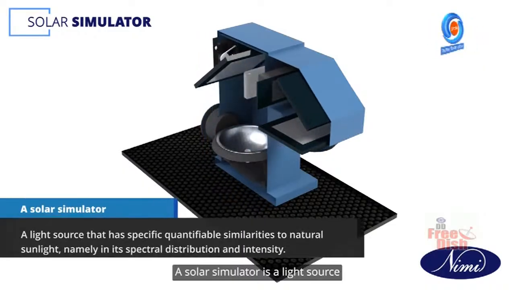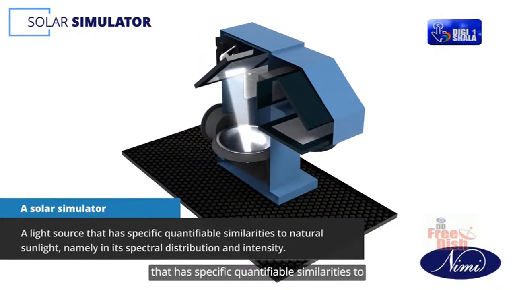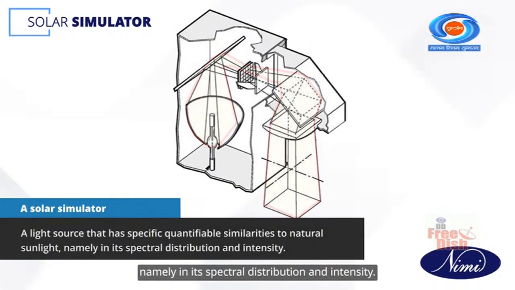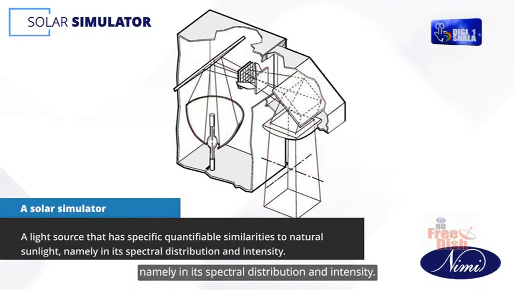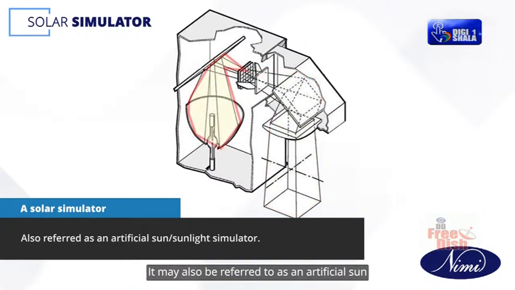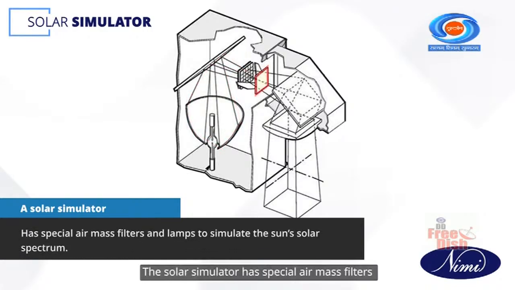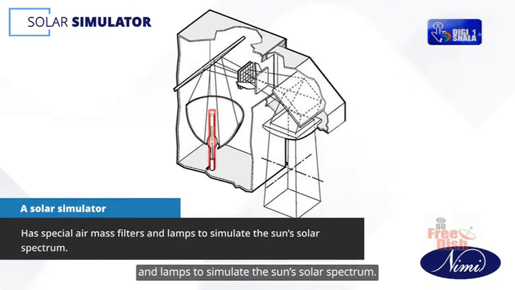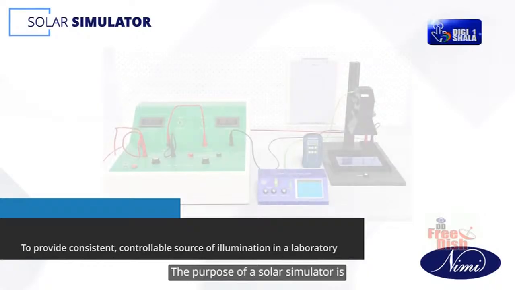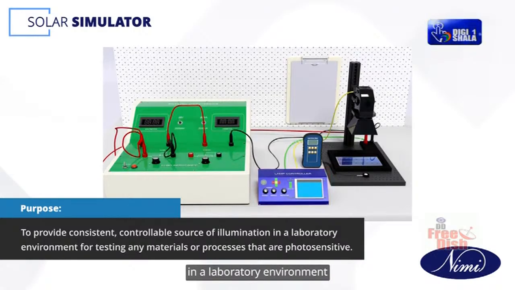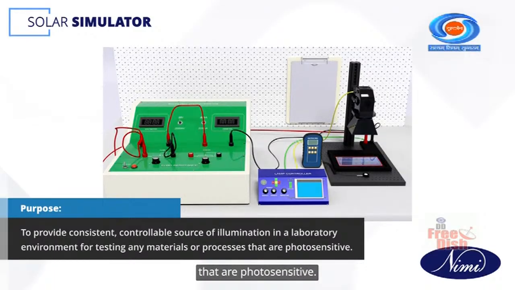A solar simulator is a light source that has specific quantifiable similarities to natural sunlight, namely in its spectral distribution and intensity. It may also be referred to as an artificial sun or sunlight simulator. The solar simulator has special air mass filters and lamps to simulate the sun's solar spectrum. The purpose of a solar simulator is to provide a consistent, controllable source of illumination in a laboratory environment for testing any materials or processes that are photosensitive.